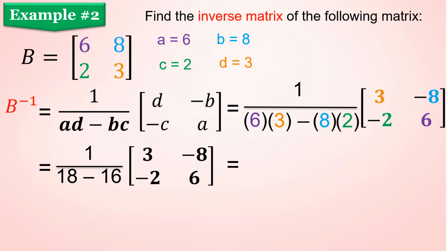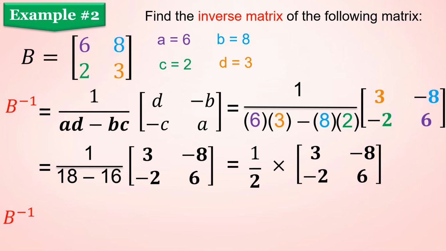And then we are going to simplify. 18 minus 16 is 2. So we have 1 half times 3, negative 8, negative 2, 6. Simplifying further, we have 1 half times 3 is 3 over 2. 1 half times negative 8 is negative 4. 1 half times negative 2 is negative 1. And 1 half of 6 is 3. So therefore, the inverse of matrix B equals 6, 8, 2, 3 is 3 over 2, negative 4, negative 1, 3.